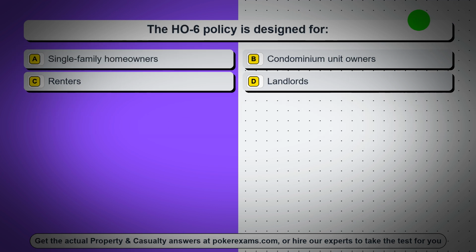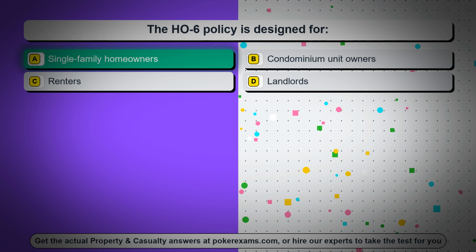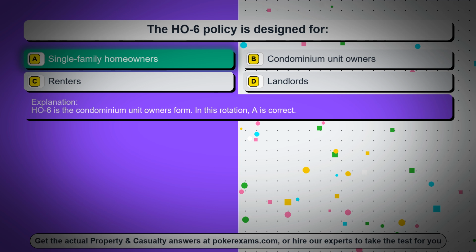Question 80. The HO6 policy is designed for Option A, single-family homeowners. Option B, condominium unit owners. Option C, renters. Option D, landlords. The correct answer is Option A, single-family homeowners. HO6 is the condominium unit owners form. In this rotation, A is correct.